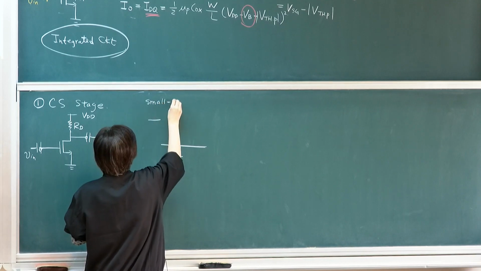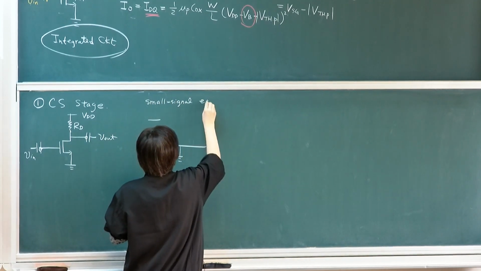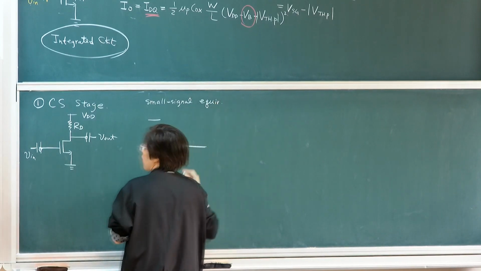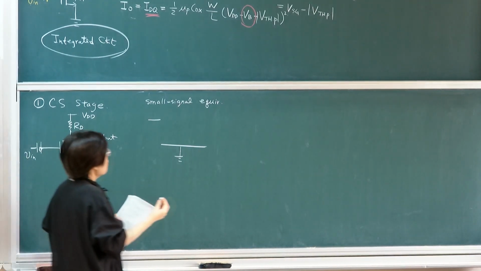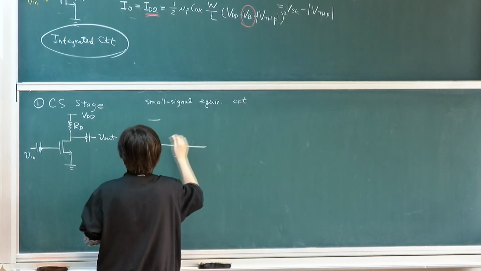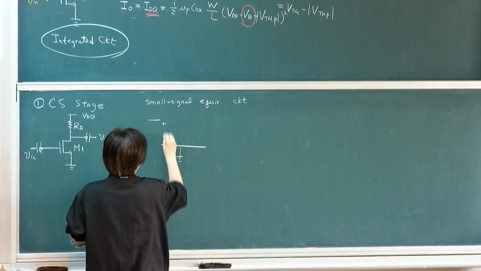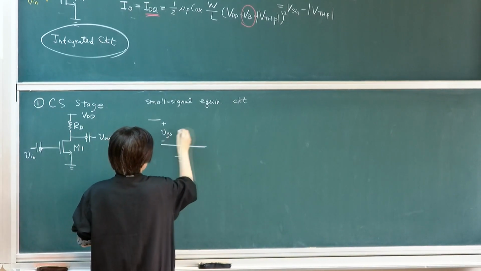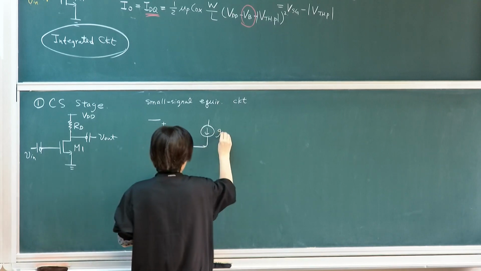Small signal. So anytime we want to find the three key parameters for the two-pole model, you generate your small signal equivalent circuit. The circuit will look something like this: the transistor M1, and then we only have one VGS, and then a transconductance voltage-controlled current source.